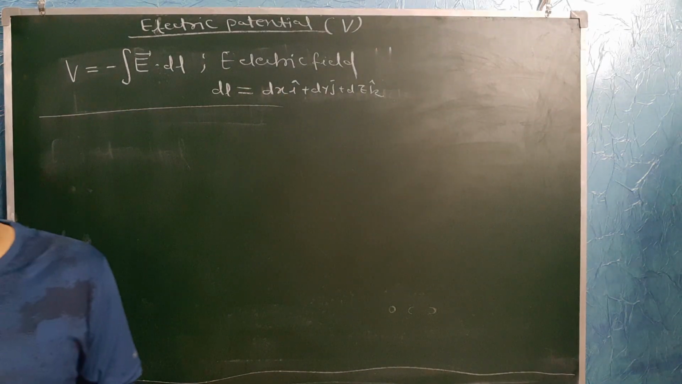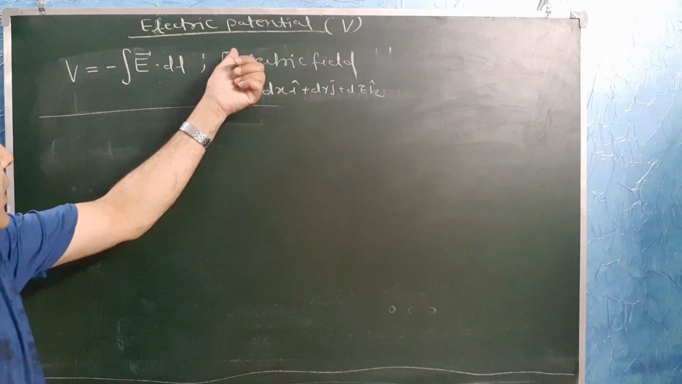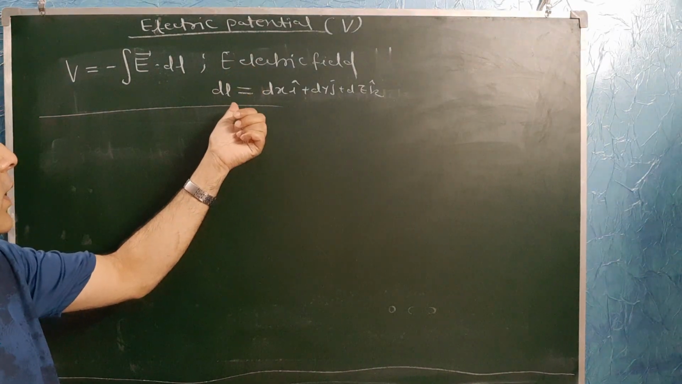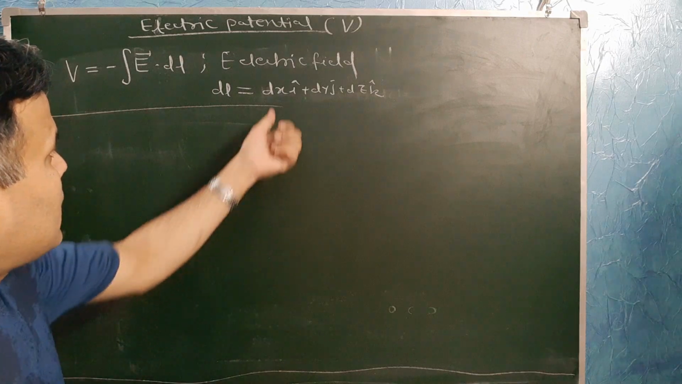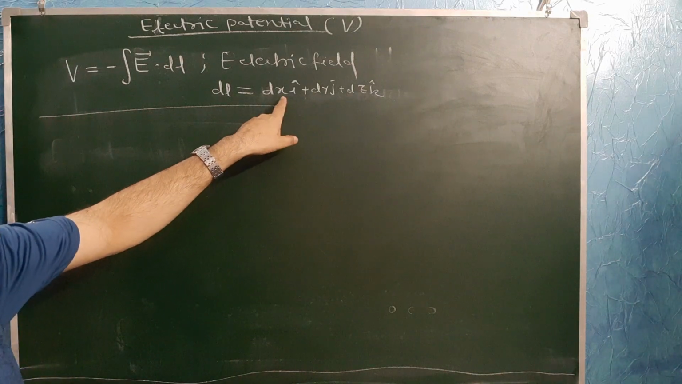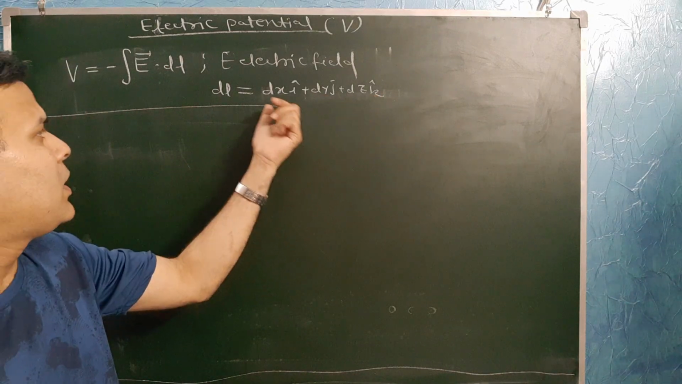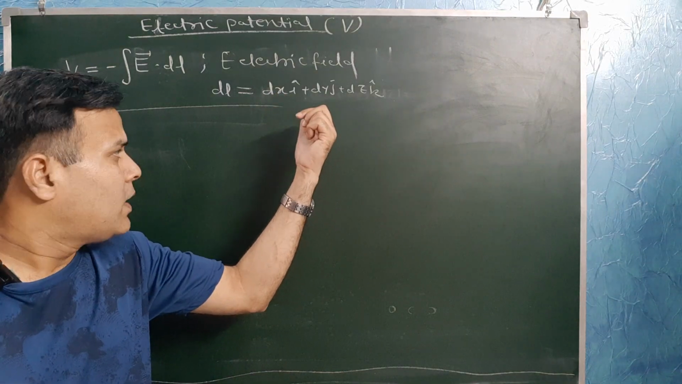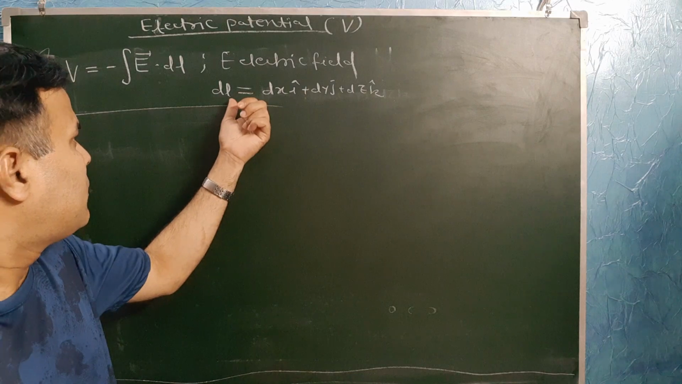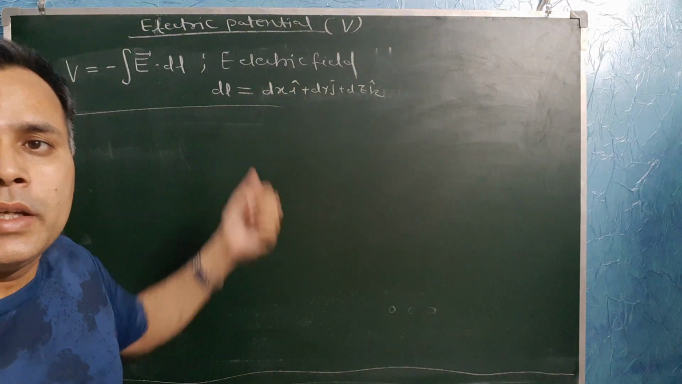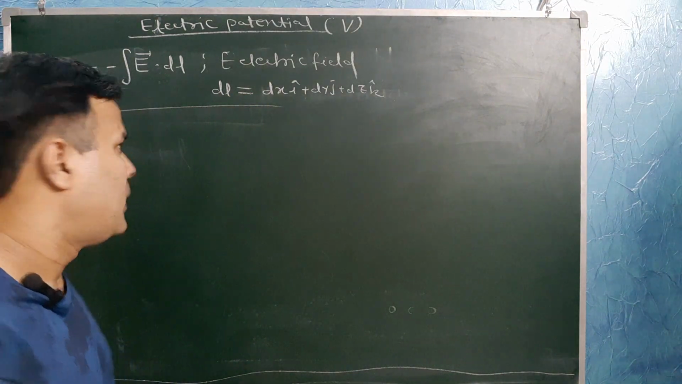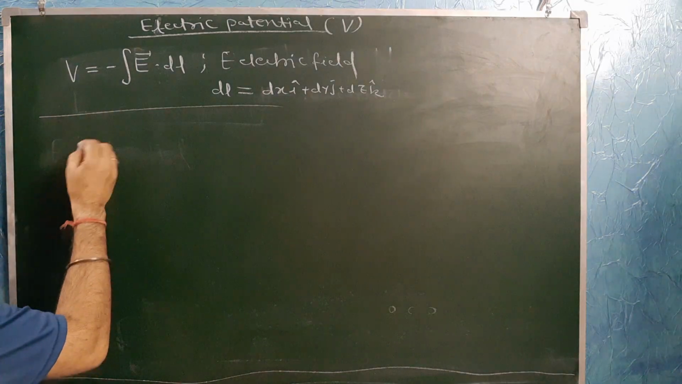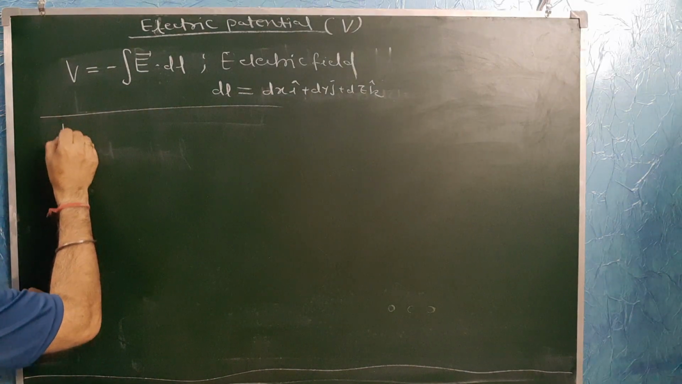Here E is the electric field, and dl is a length element which can be expressed as dx i cap, dy j cap and dz k cap. It has a different profile in different coordinate systems. In Cartesian it has this profile, and we have a different profile in spherical and cylindrical coordinate systems. Next we have the relation between electric field and potential.